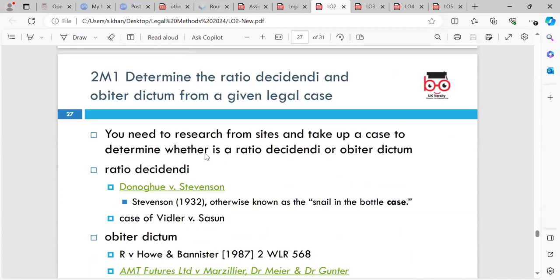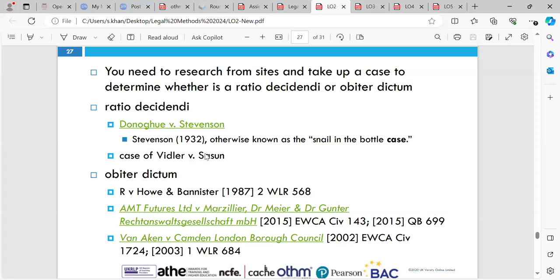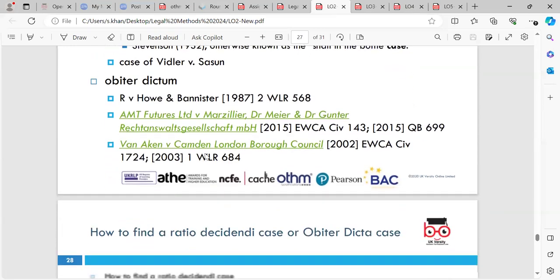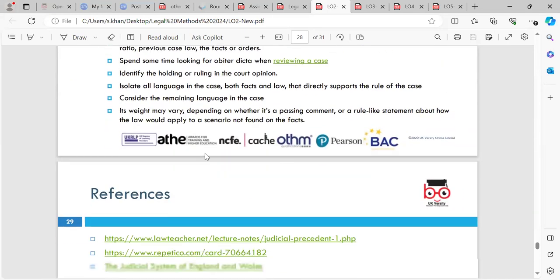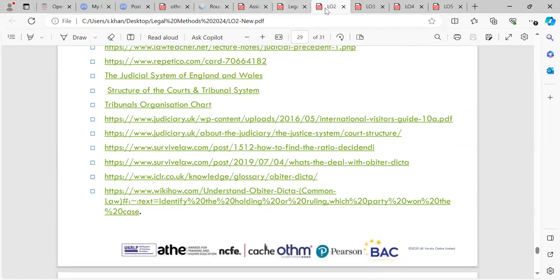We then went on to 2.M1, which was to determine the ratio decidendi and obiter dicta from a given legal case. And we looked at Donoghue v Stevenson, and R v Rowe, and these are all available on Westlaw for you, but also on Moodle. We also looked at how to find a ratio decidendi or an obiter dicta, and where you would research that. There were some references there, links that you could go on to in regards to learning outcome 2. Okay, so have you got any questions on learning outcome 2, Ada?